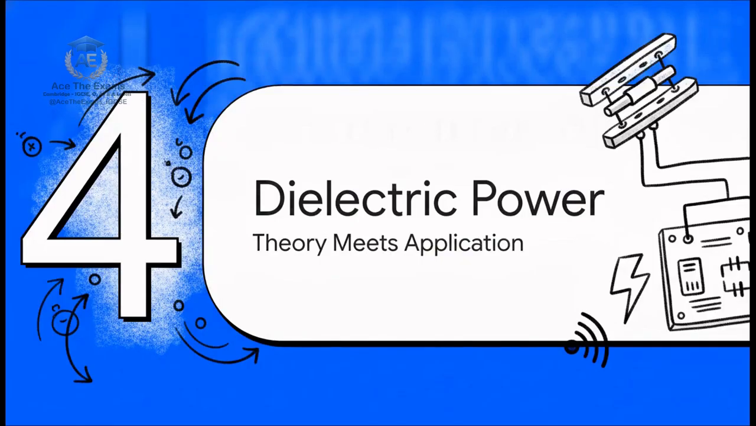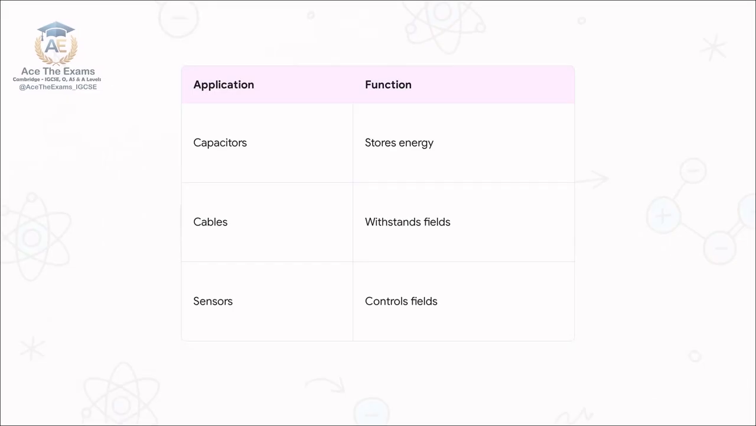Section 4. Real-world dielectric power, where theory meets application. You know, examiners absolutely love it when you link these dielectric ideas to practical, real-world electrical systems. Choosing the right dielectric based on its polarization response is absolutely critical for modern tech. In capacitors, the dielectric allows the device to store electrical energy reliably. For high-voltage cables, you desperately need an insulating material that can withstand immensely strong fields without suffering a catastrophic breakdown failure. And in delicate integrated circuits and sensors, dielectrics are used to control electric fields with pinpoint precision. Tying your exam answer to one of these applications, that shows true mastery.